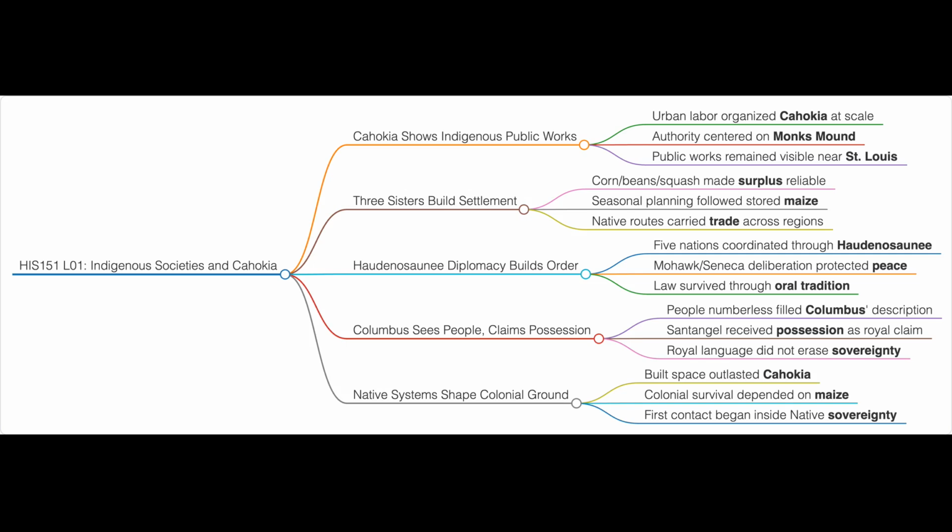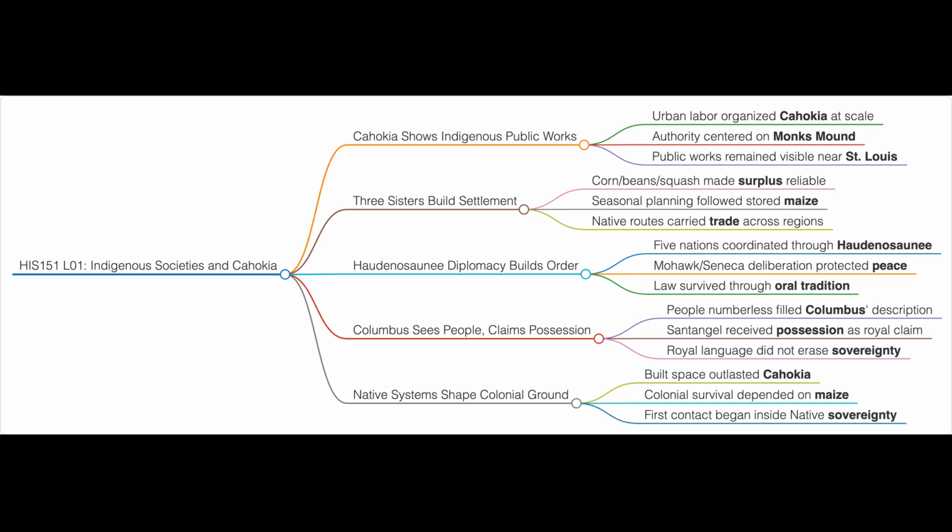American history begins in a continent already organized by native peoples. Cahokia demonstrates urban scale and public works. Maize agriculture demonstrates food science and stored surplus. Haudenosaunee diplomacy demonstrates political design. Oral tradition demonstrates memory and law preserved without print. Trade networks demonstrate regional exchange long before Atlantic empires crossed the ocean.